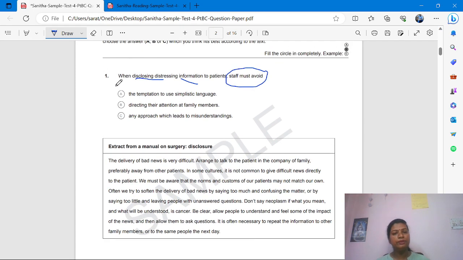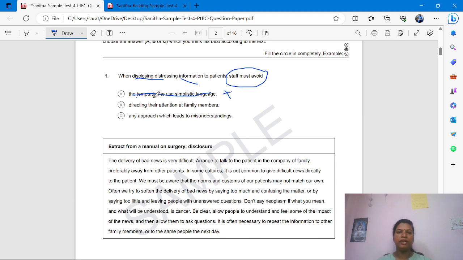Then come to the question booklet. Here you have to read the options. The first option: the temptation to use simplistic language. That is, staff must avoid the temptation to use simplistic language. Is it saying anything about that? No, it is not saying anything about the temptation to use simplistic language. Somewhere it says don't give too much information or confusing words, but simplistic language, temptation, nothing. So you have to strike out the option. That is elimination.